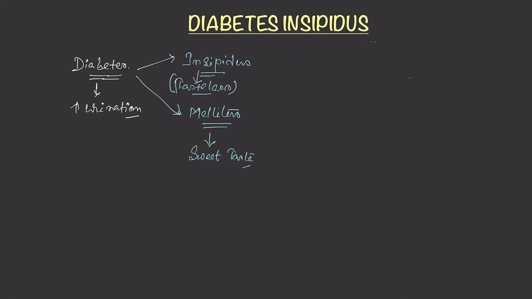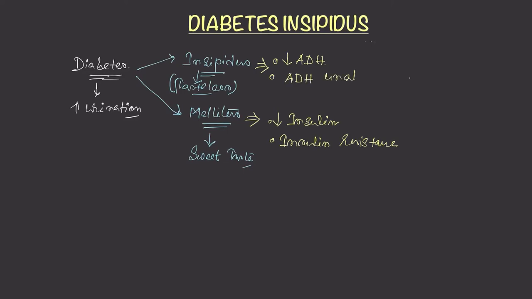Diabetes mellitus, we all know, occurs due to decreased secretion of insulin, or it may be due to resistance to the insulin action, that means insulin resistance. Whereas diabetes insipidus may be due to decreased ADH secretion, or due to any reason the ADH is unable to act over its receptor.